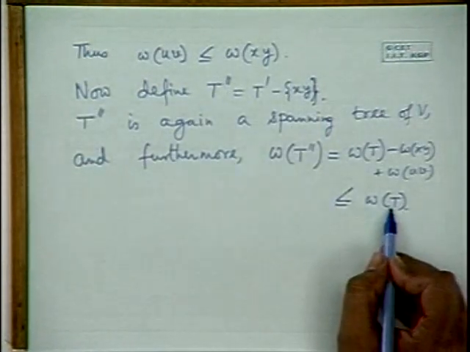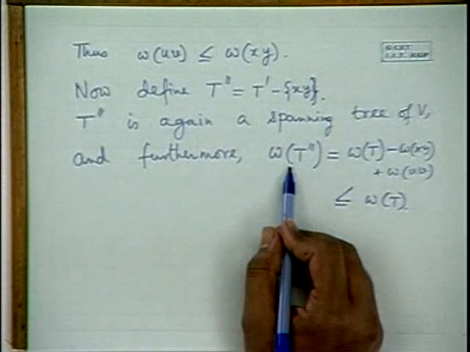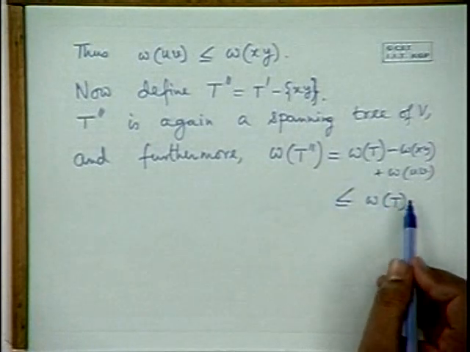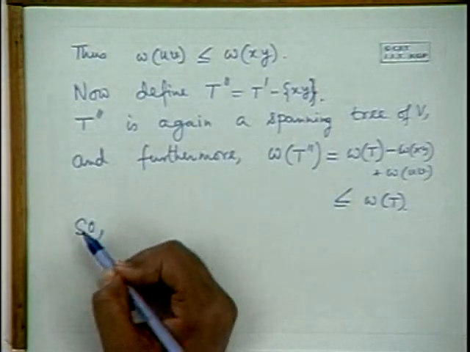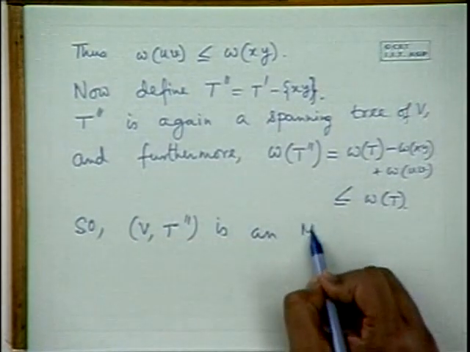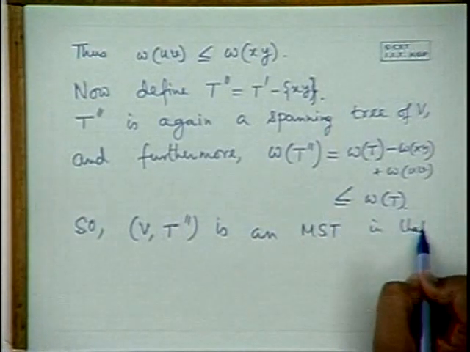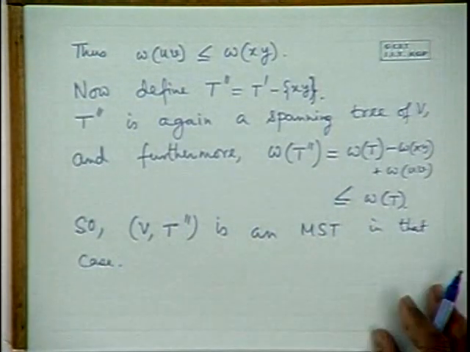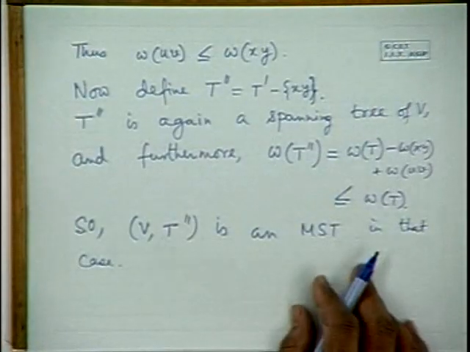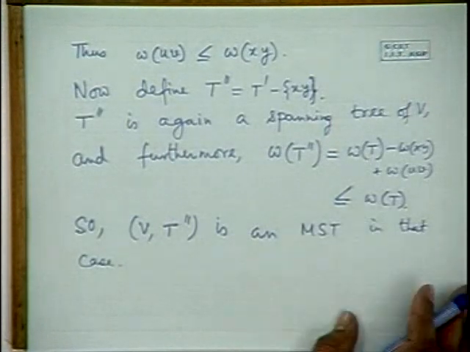But T is a minimum spanning tree. How can you have another T double prime whose weight is less than W of T? It cannot be. It can be at most equal. So this means T double prime is an MST in that case. So if UV does not belong to the spanning tree T, then either there is another minimum spanning tree to which UV belongs, or the entire assumption is not true. In either case, UV is a safe edge.